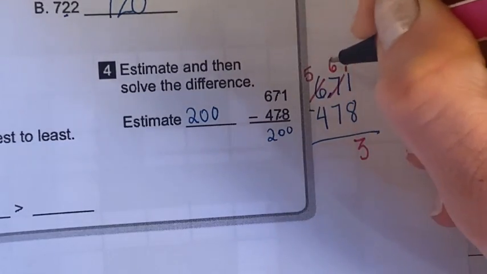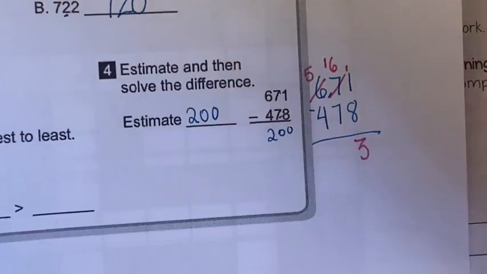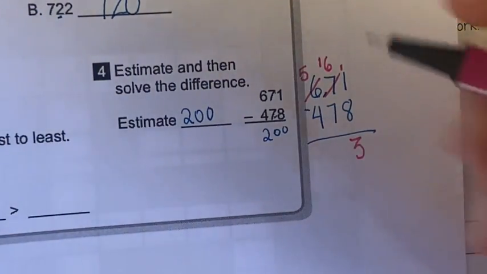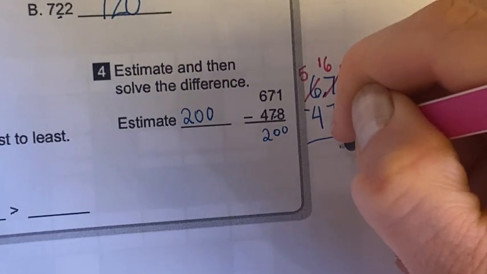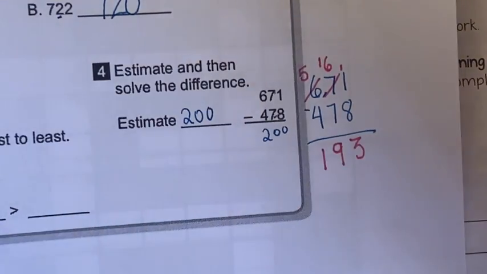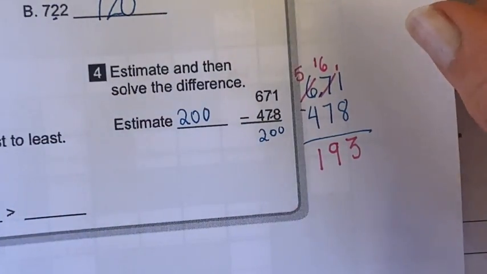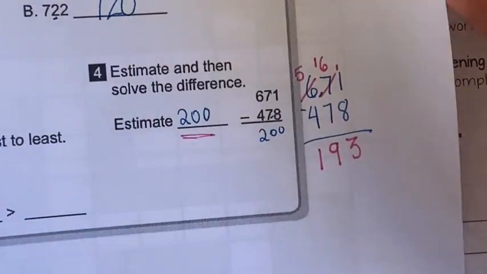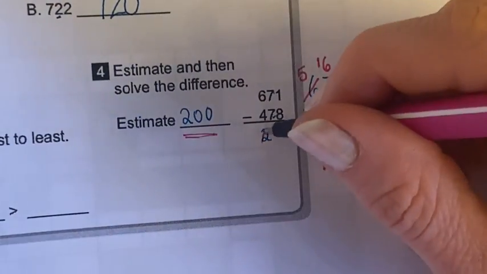I go over here, I break up my 100, and I move 10 10s over. Now I have 16 subtract 7, well 16 subtract 6 would be 10, 16 subtract 7 is 9, 5 subtract 4 is 1, 193. So I was pretty close, right? My estimate was a bit high, 193 is my actual.